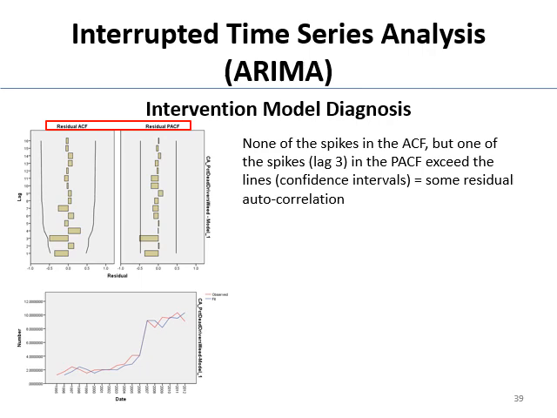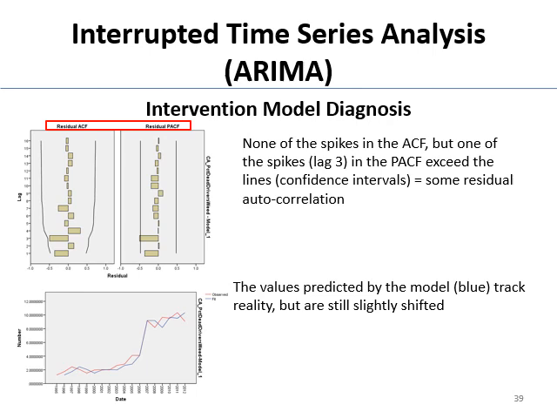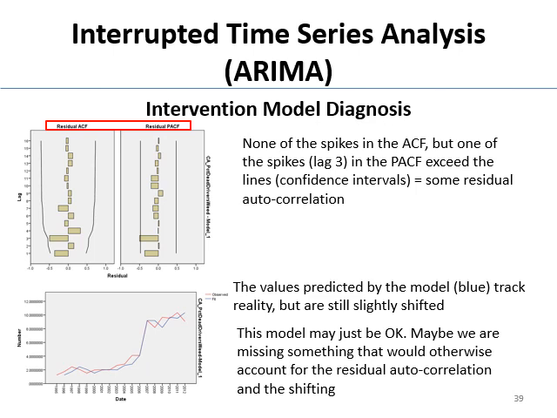So the values in blue that are predicted by the model compared to the red ones, which are the reality, they are even closer than they were before, I think, but they're still kind of shifted, right, due to the differencing. So they're like one time point off. You can see it's almost like they took the red one, turned it blue, and scooted it to the right one time period. So this model is just okay from my experience. Maybe we might be missing something that would account for the residual autocorrelation that we see there and the shifting that we see here. What might that be?